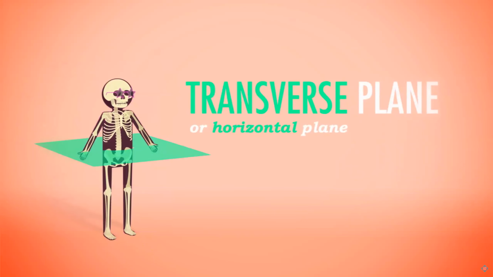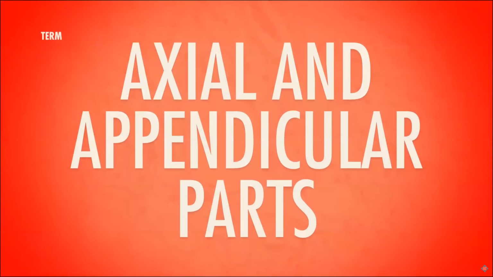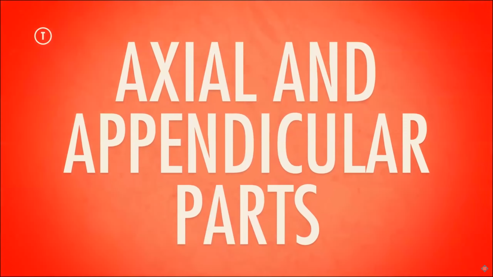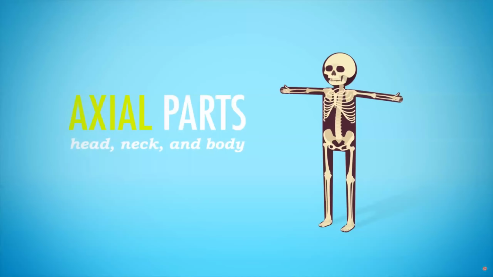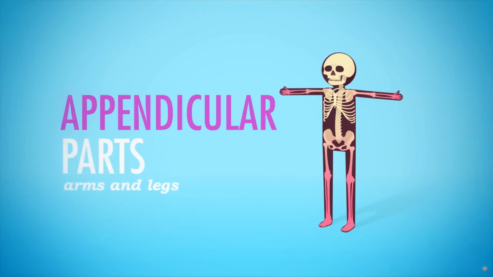Look at that body again, and you'll notice even more divisions, like the difference between the axial and appendicular parts. Everything in line with the center of the body, the head, neck, and trunk, are considered axial parts, while the arms and legs, or appendages, are the appendicular parts that attach to the body's axis.